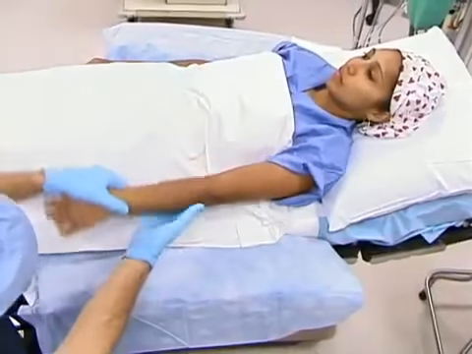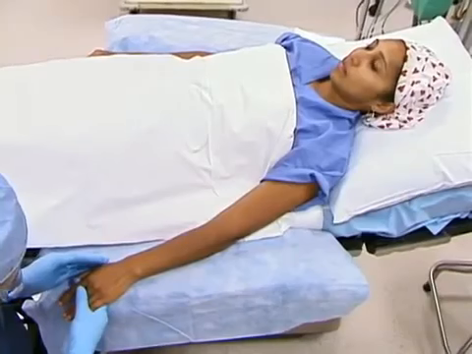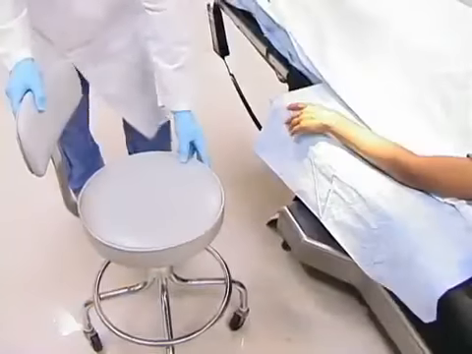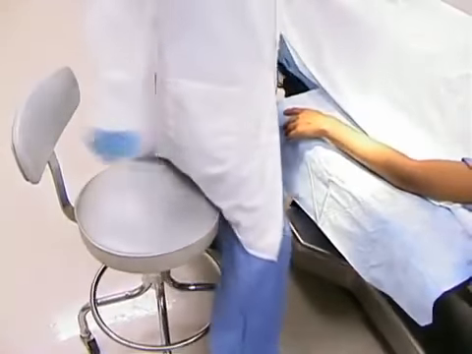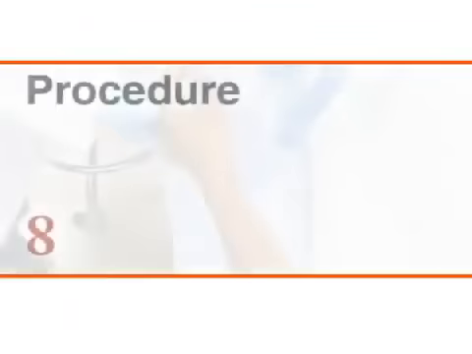When the selected site is in an upper extremity, the patient should be placed in the supine position with the arms supported. A comfortable position for the practitioner and proper lighting are important for successful intravenous cannulation.